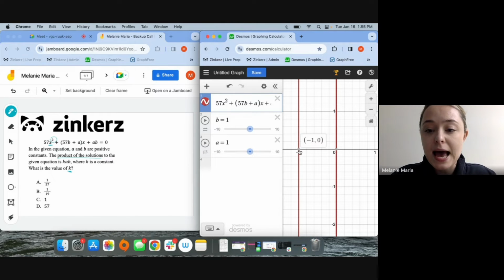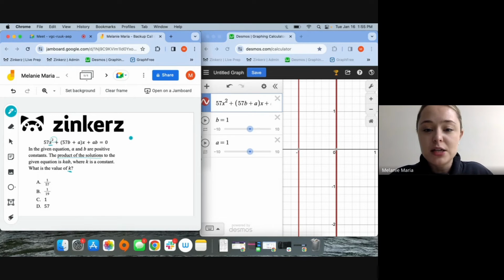It's showing me solutions at -1 and also at this value here, -0.018. So here are my two solutions, -1 and -0.018. And I'm going to use some information from my question to help me figure out how I can pull the value of k from that. Because my product of the solutions is written as KAB, based on what the question told me, I know that KAB must be equivalent to the product of the two solutions Desmos is showing me.